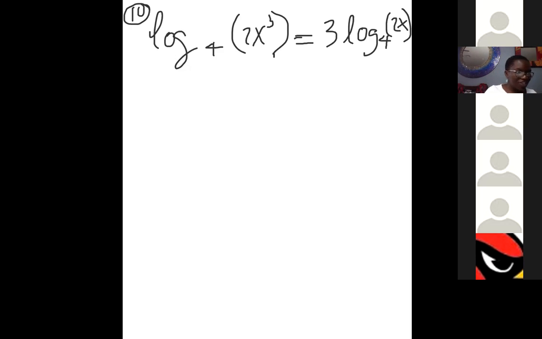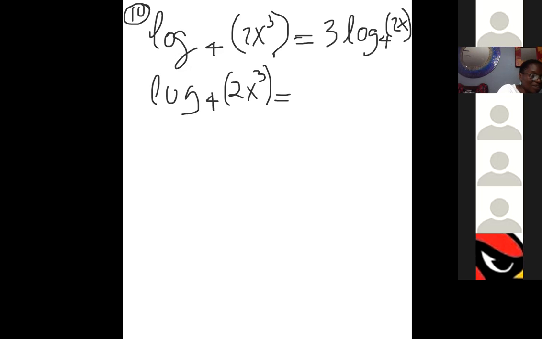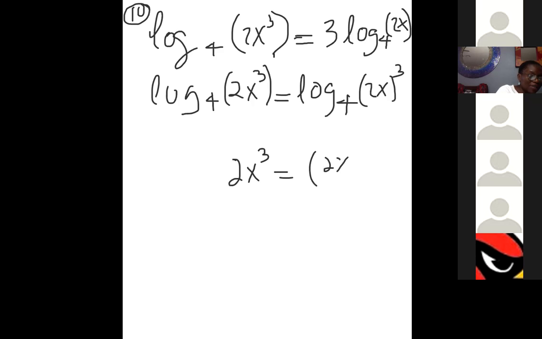Okay. Well, let's check it out, guys. Megan says false. Look at the right side, guys, where we have a coefficient of the log. So that coefficient is going to become a power on the argument. So you can rewrite this as log base 4 of 2x to the third power. So essentially, this is asking us, is 2x to the third the same thing as 2x raised to the third power? Are these two the same thing?